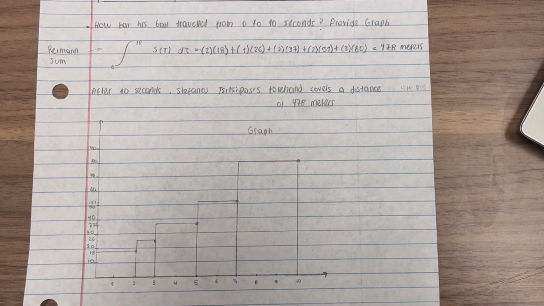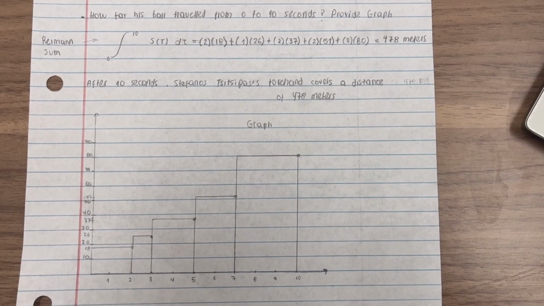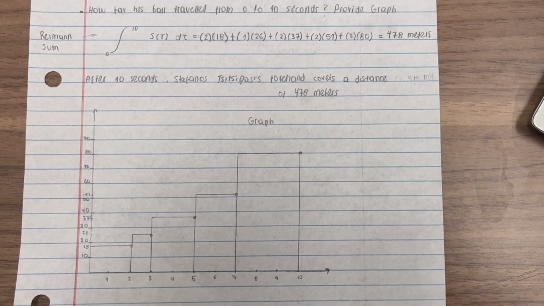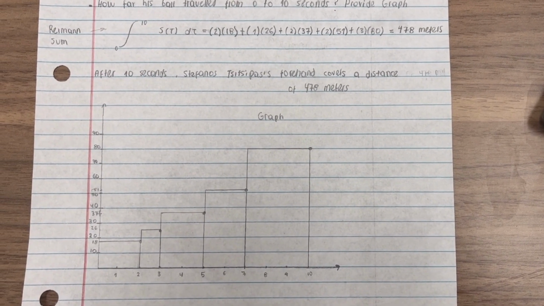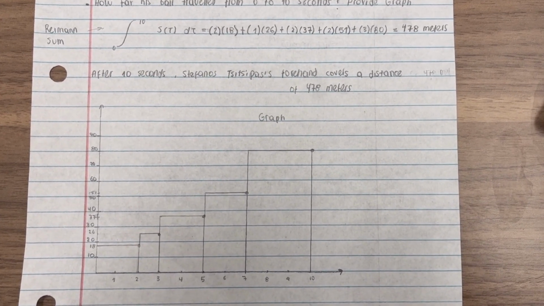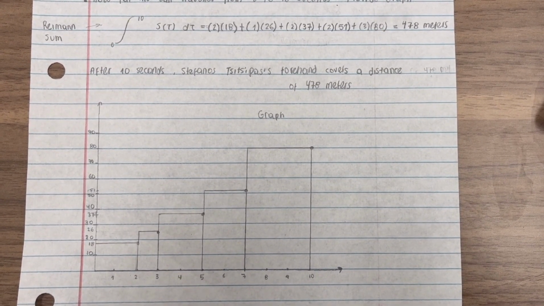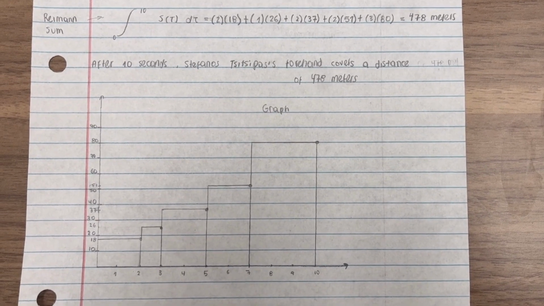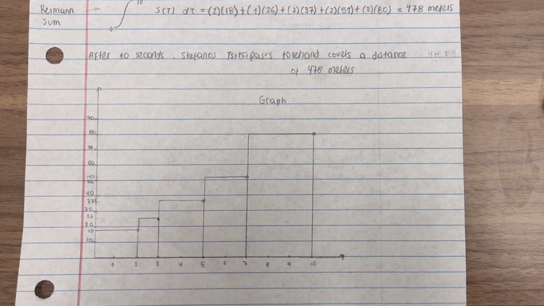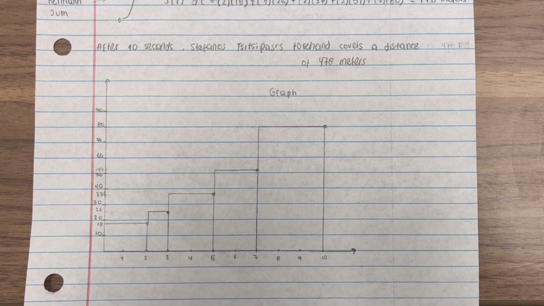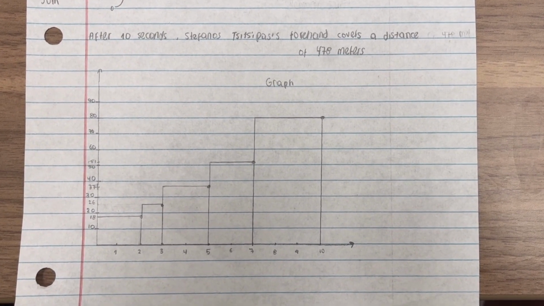For this problem, I used the Riemann sum, which was introduced by the professor a couple of weeks ago. The Riemann sum is a method to approximate the area under a curve by dividing the area into smaller rectangles and summing up their areas. I also displayed the information in a graph to demonstrate my understanding of the subject.